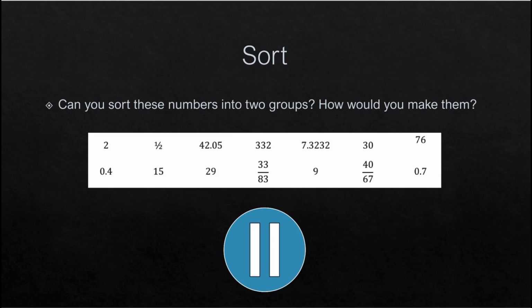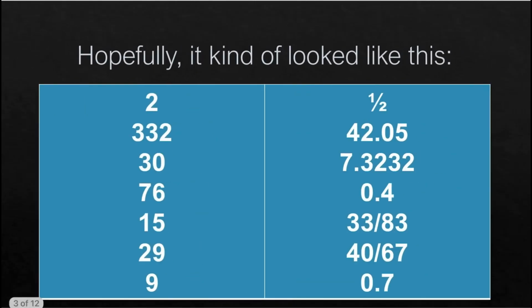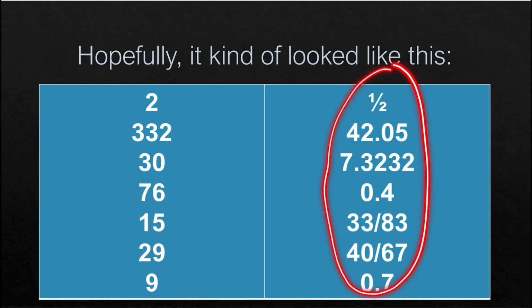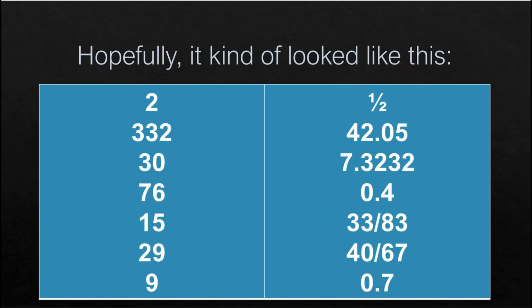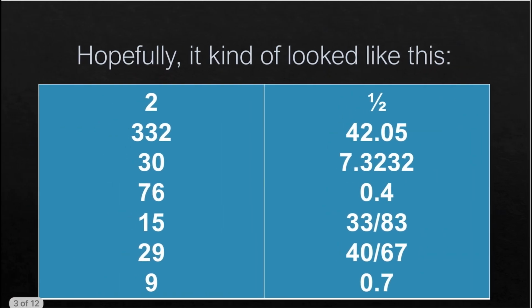Okay, I'm going to hope that you paused it, and if you're just here for the spoilers, that's totally fine. I understand. I would probably do the same thing. So hopefully you ended up with two groups that look like this. And it's okay if you didn't. We're just going to be using this kind of grouping for the rest of the lesson, but if you didn't, that's awesome still. So on the left, we have whole numbers, and on the right, we have fractions and decimals, which are kind of like the numbers in between the whole numbers, I guess.